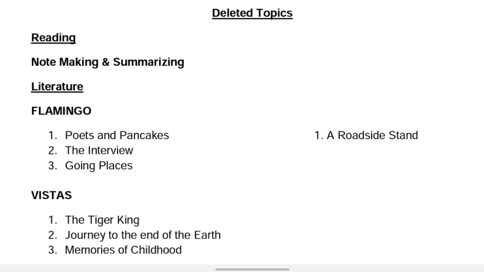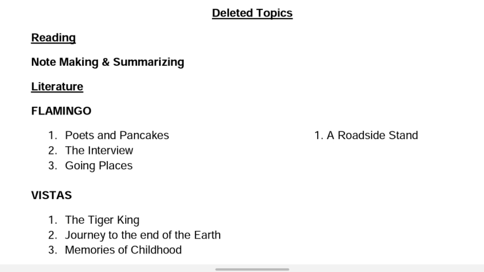Talking about literature, we have Flamingo and Vistas. These are the 2 prescribed books for your syllabus. In Flamingo they have deleted 3 chapters and 1 poem. Which are those 3 chapters? The first one is Poets and Pancakes, the second one is The Interview, the third one is Going Places. And the poem deleted is A Roadside Stand. Apart from these chapters, whatever syllabus is there, we need to study. Talking about Vistas, again 3 chapters are deleted. The first is The Tiger King, the second is Journey to the End of the Earth, and the third is Memories of Childhood.